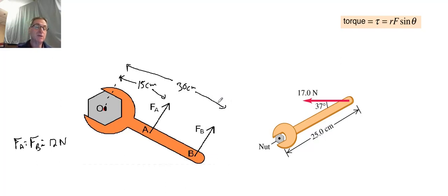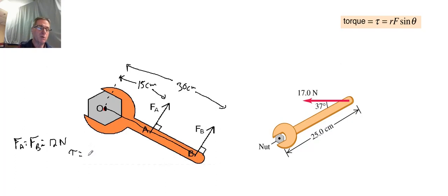All right, so what I would like to know is the torque that we are going to generate if I apply the force at position A or if I apply the force at position B. Now notice that the angle between the force and the lever arm, this would be the lever arm here, is 90 degrees. So the sine of 90 degrees is 1.